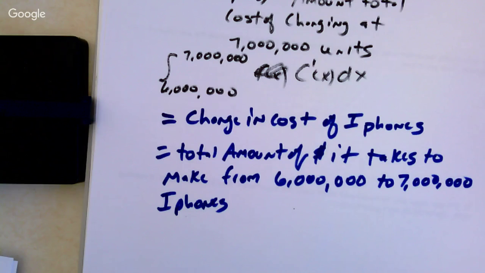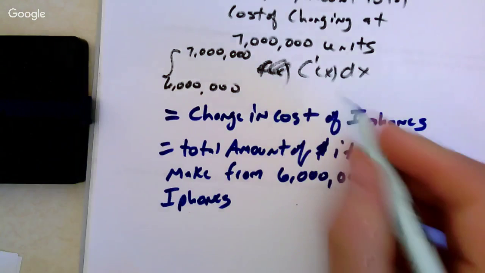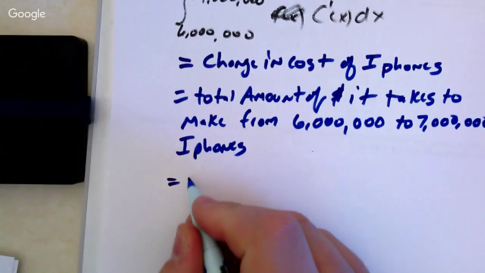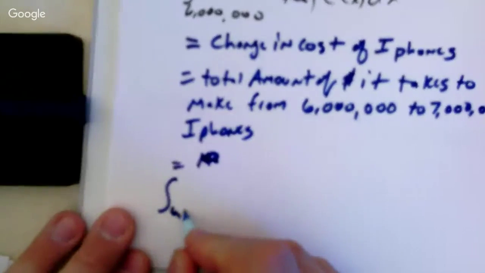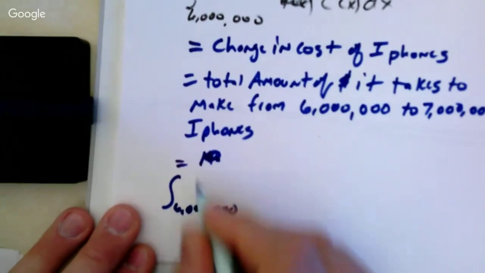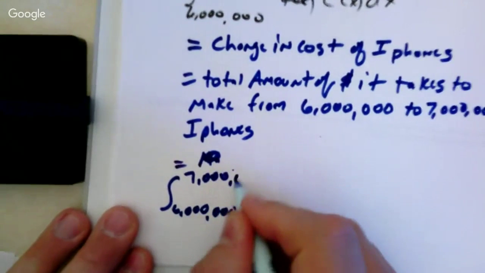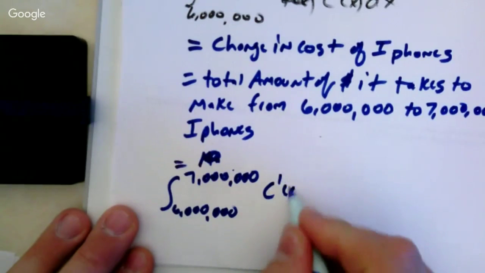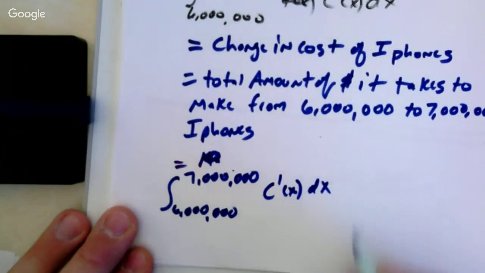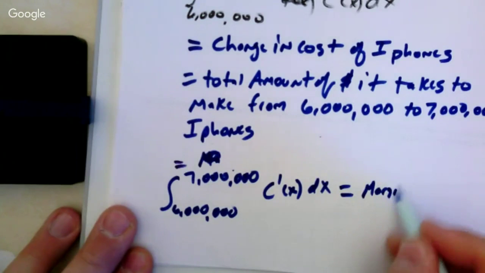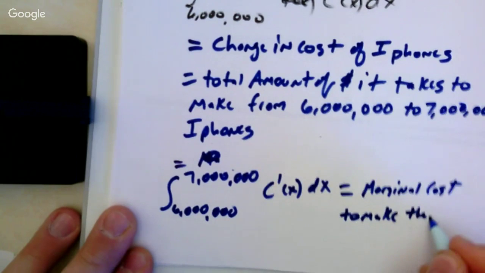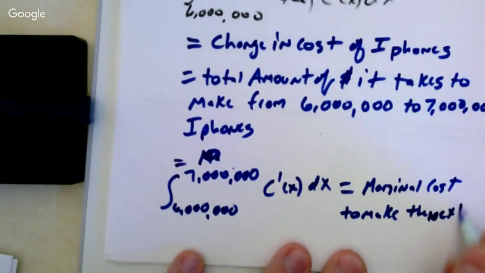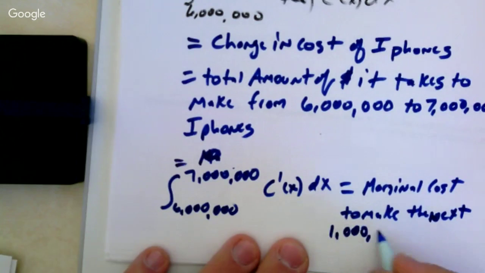So we go from 6 to 7 million. It's not including those initial costs. When you find this, this is called the marginal cost. And let's even put that in. The integral from 6 million to 7 million of the rate of change of the cost function is equal to the marginal cost to make the next 1 million units.